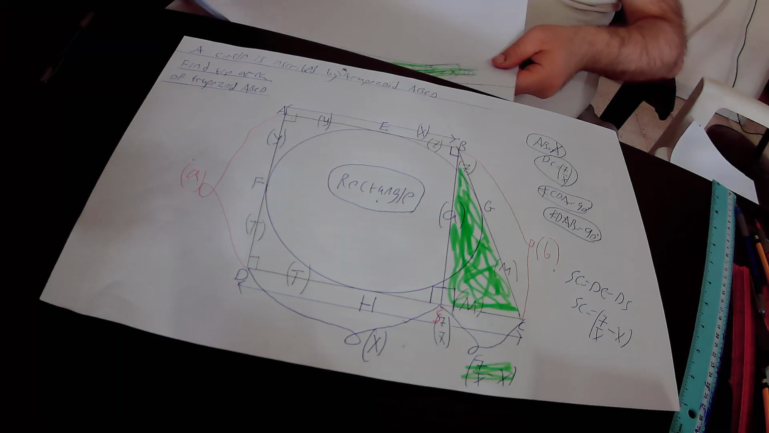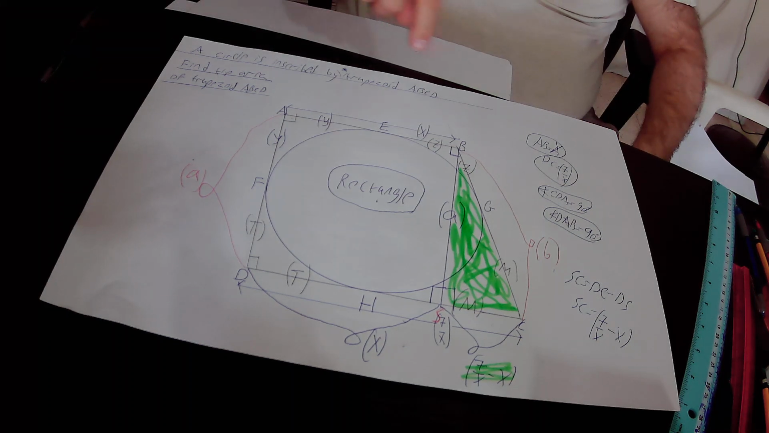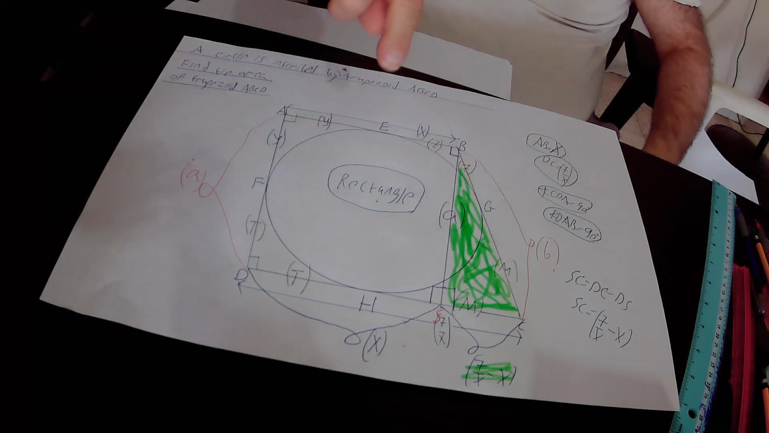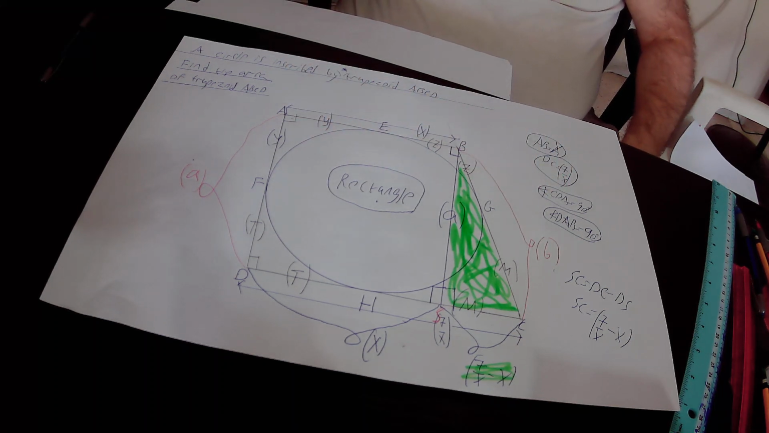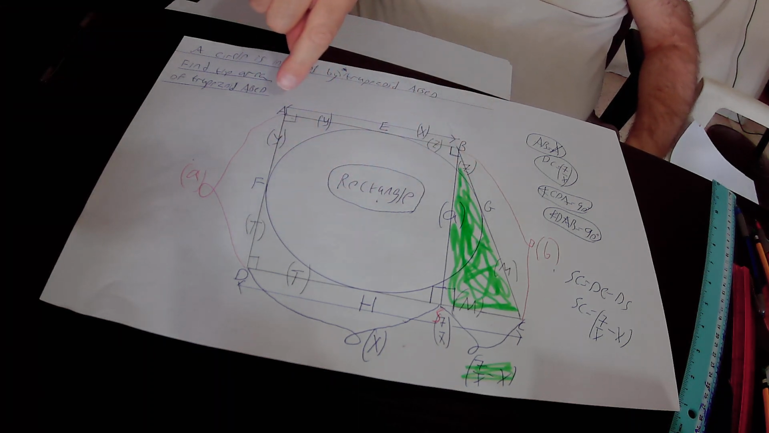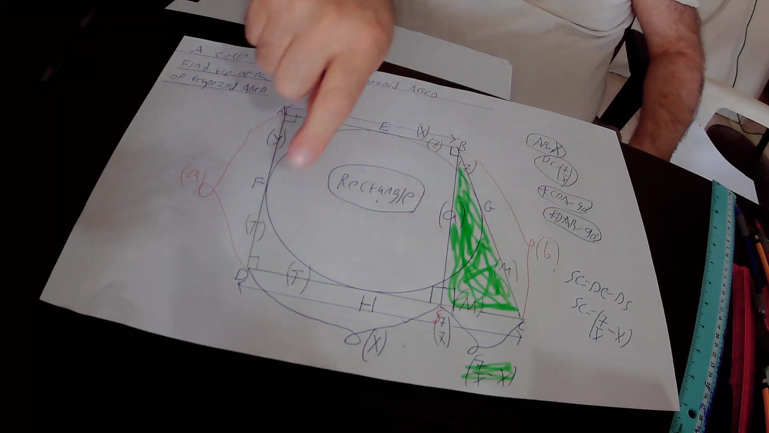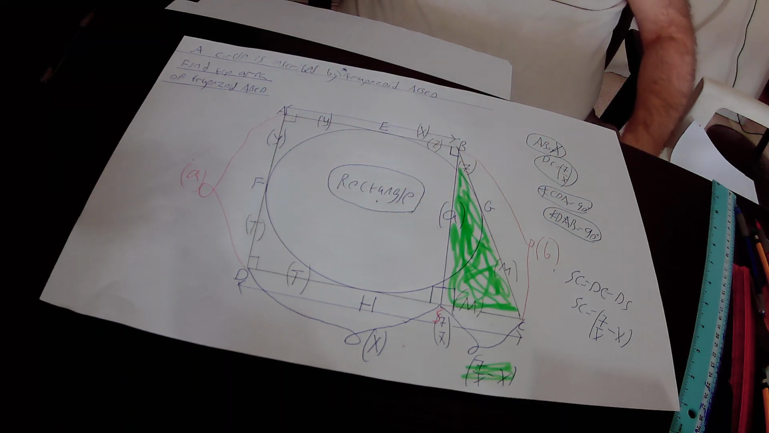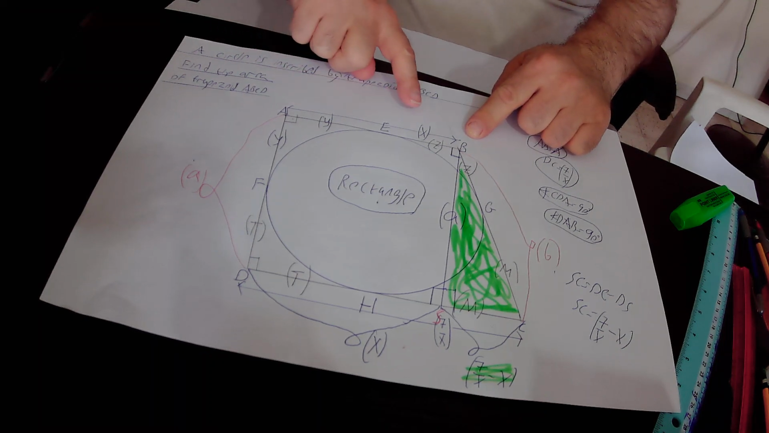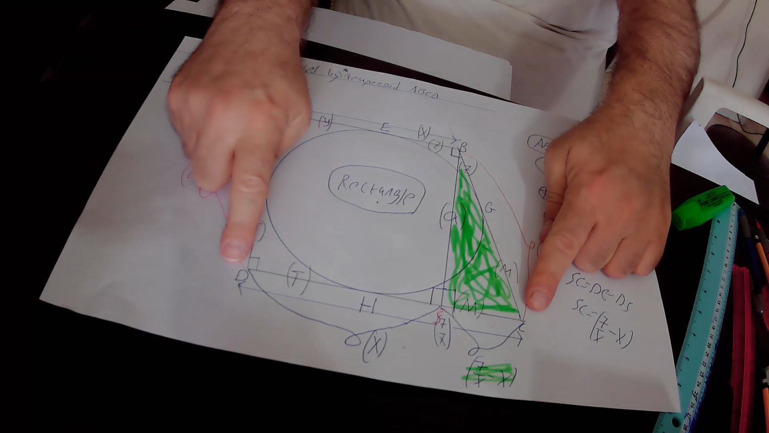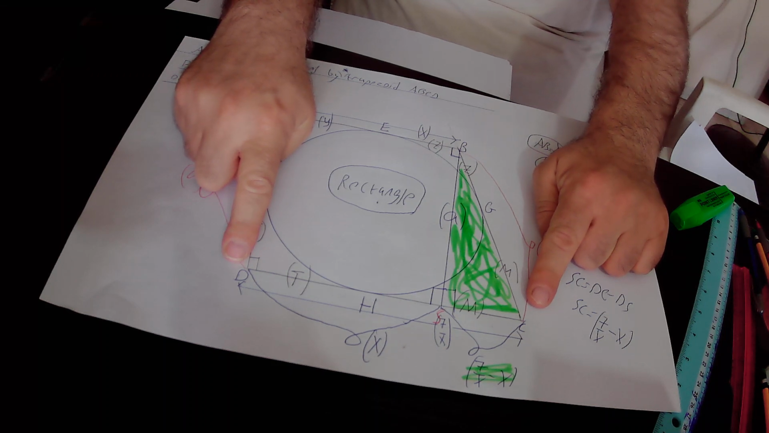The first question: our mission is to find the area of this trapezoid ABCD. In the drawing, we have a circle inscribed in this trapezoid ABCD. In addition, we know that side AB of trapezoid ABCD equals x units, and this side DC equals 7 over x units.